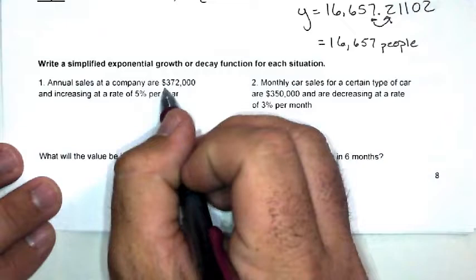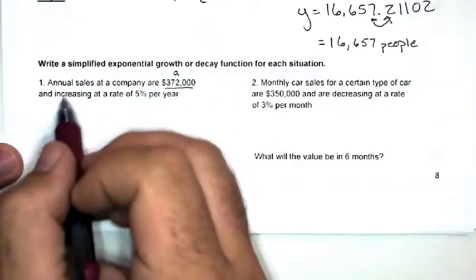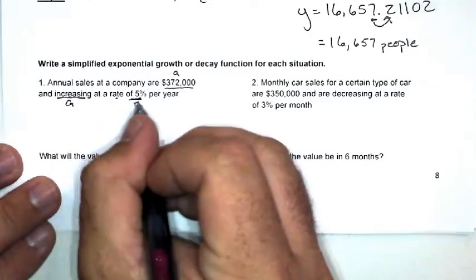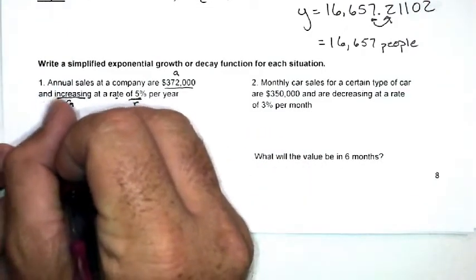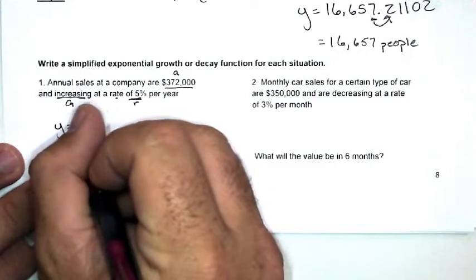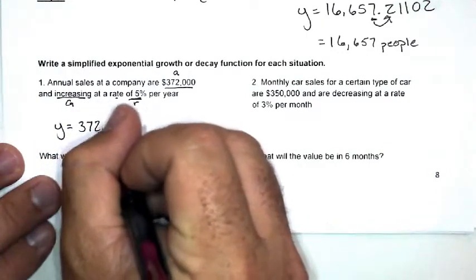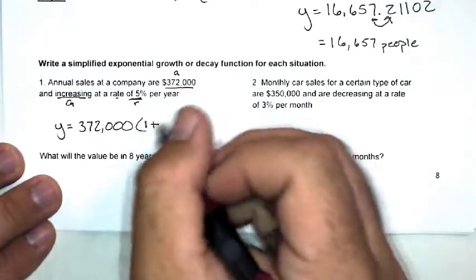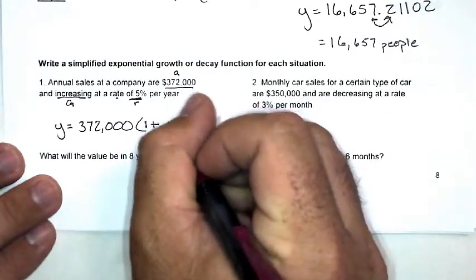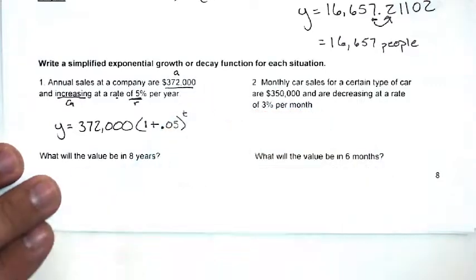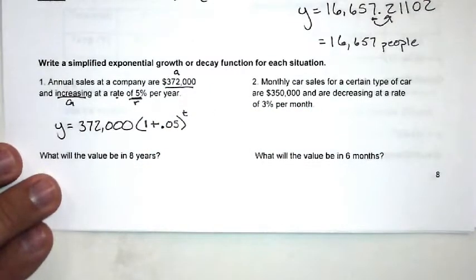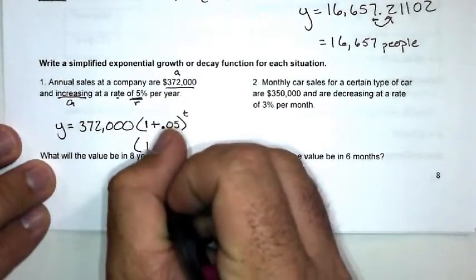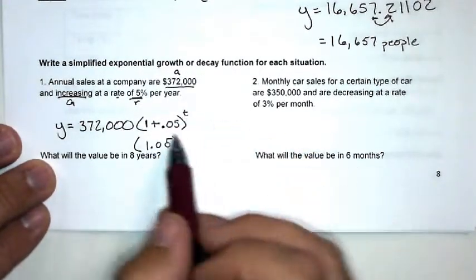So this first one, annual sales at a company are $372,000. That will be my A. It's increasing, so I have a growth at a rate of 5%. There's my R. So my equation will be y equals the initial value times 1 plus the rate, because we are increasing, 1 plus 0.05, to the power of t. So there's my equation. You could write your equation the same, except you could have 1.05, aka simplify the parentheses. That could also be your answer.